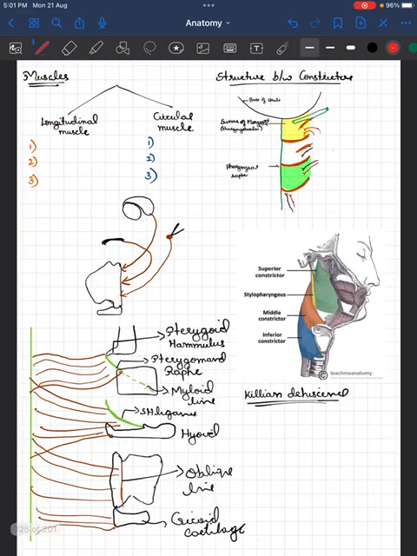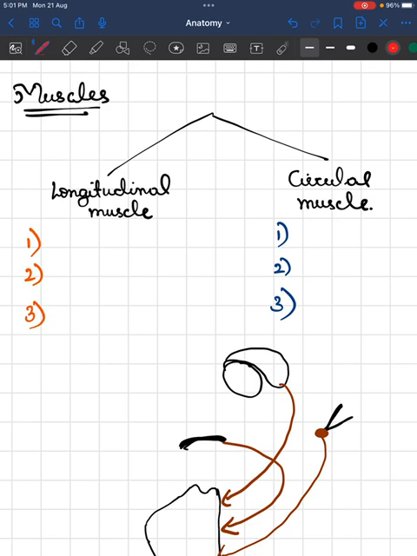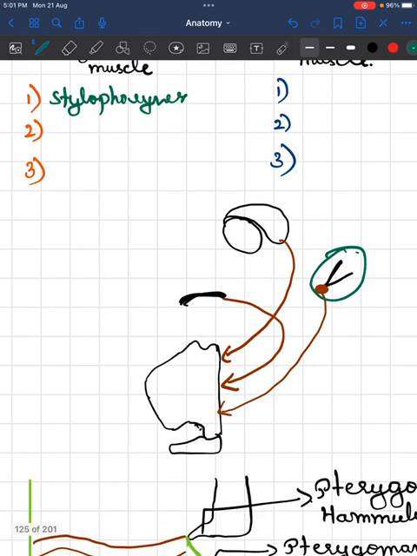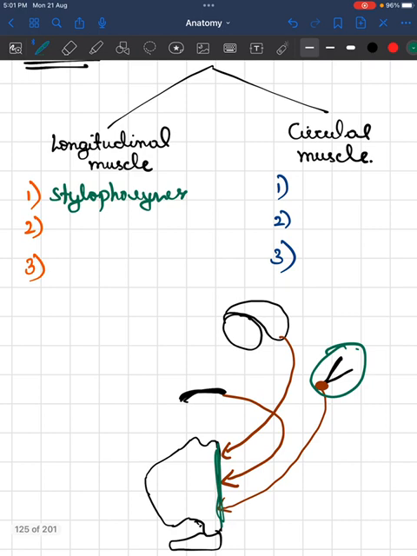The next layer, the fourth layer, is muscle. In the pharynx we have two types of muscles: longitudinal muscles and circular muscles. In the longitudinal muscles, we include three types. Stylopharyngeus arises from the styloid process and gets attached over the oblique line. Next, salpingopharyngeus arises from the eustachian tube and gets attached over the posterior border of the thyroid cartilage.